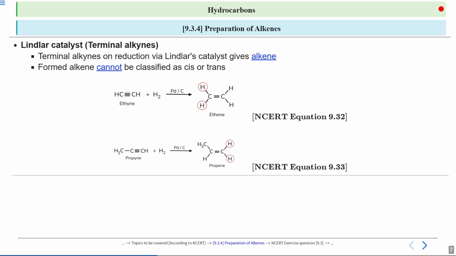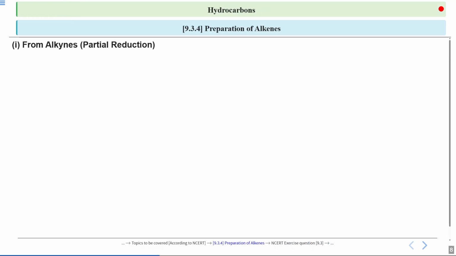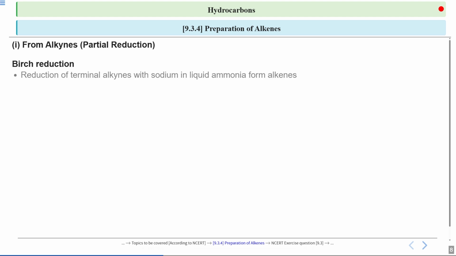You can see here that the end carbon has two hydrogens, and since they are identical, therefore your propene cannot show cis-trans isomerism. Next, continuing looking at the preparation of alkenes from alkynes, which is also called the partial reduction. Now we introduce the Birch reduction. This is a specific type of chemical reaction used to partially reduce alkynes, which are hydrocarbons with a carbon-carbon triple bond. Now, we see here that the Birch reduction involves the reduction of terminal alkynes using sodium in liquid ammonia. This process results in the formation of alkenes which have a carbon-carbon double bond.